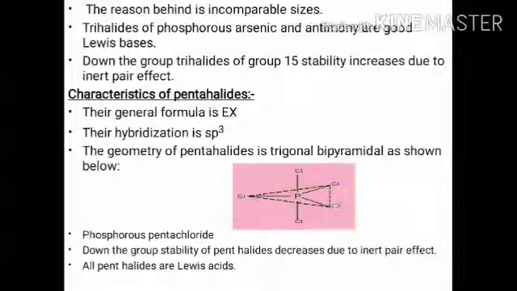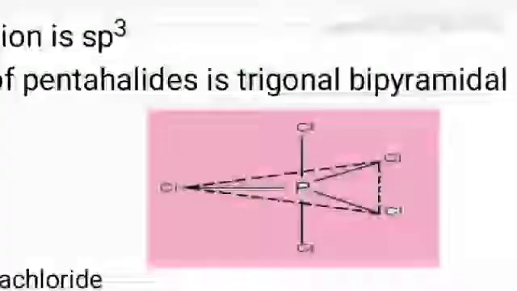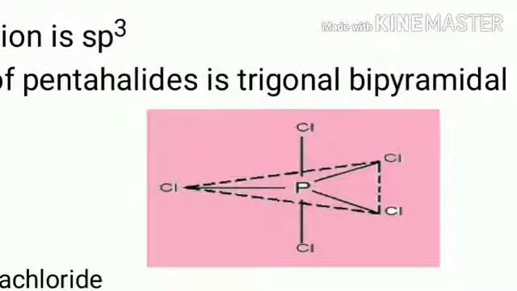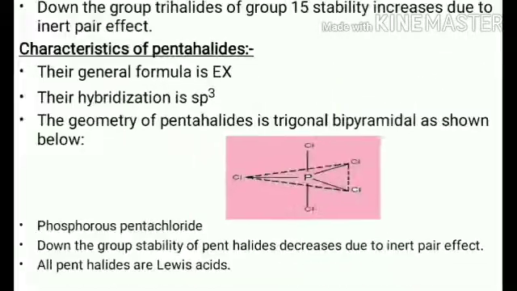Now the characteristics of the pentahalides. The general formula of the pentahalide is EX5. The hybridization is sp3. The geometry is trigonal bipyramidal as shown in the figure below. Just look at this: the upper and lower bonds are the axial bonds, and the other three Cl bonds are the equatorial bonds. Down the group, the stability of the pentahalides decreases due to the inert pair effect. All the pentahalides are Lewis acids.